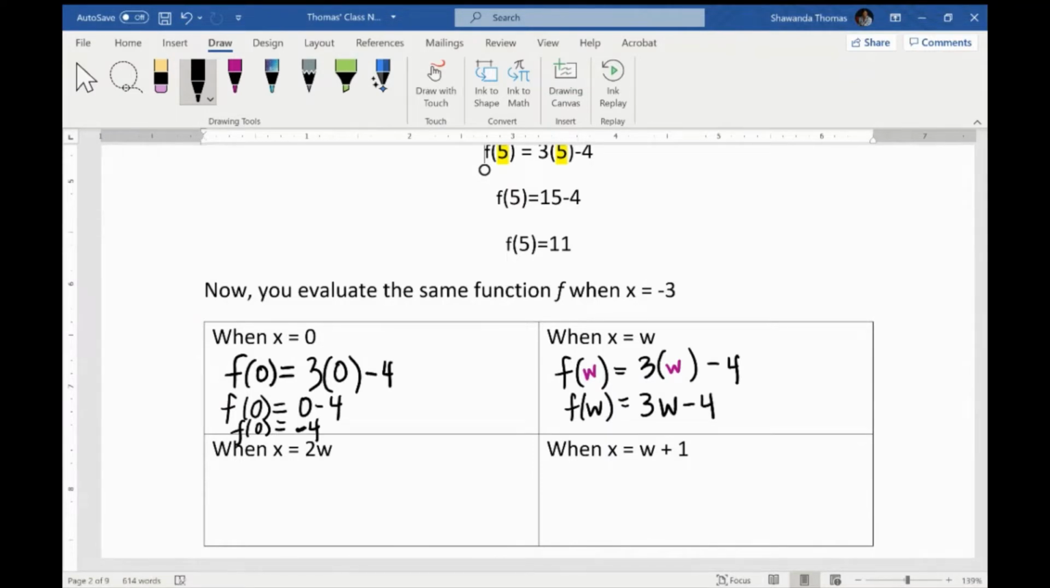Can I subtract 3w and 4? No. And why not? Because it's not factorable. It's not a function. Give me some reason why I cannot. Okay. They are not like terms. That's what I was fishing for. They are not like terms.